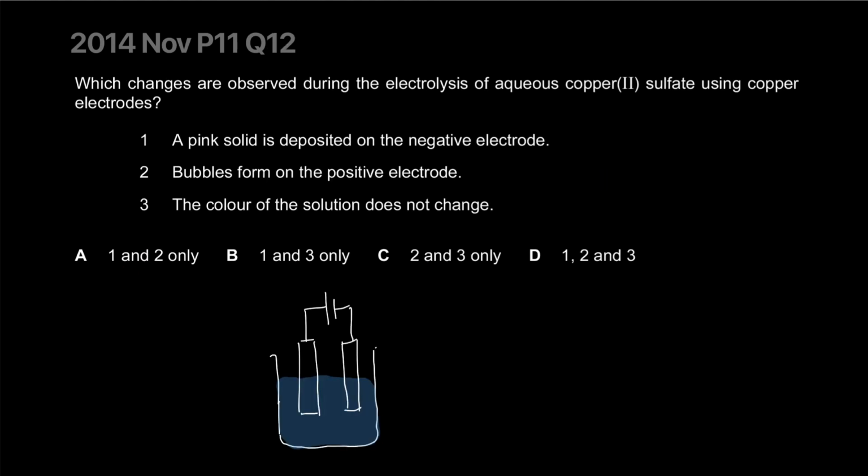So over here, the electrodes aren't inert. So what changes are observed during the electrolysis? A pink solid is deposited at the negative electrode. Yes. What's happening is copper from the solution is gaining electrons at the cathode, the negative charge, to form copper, right? But it's already pink to begin with.